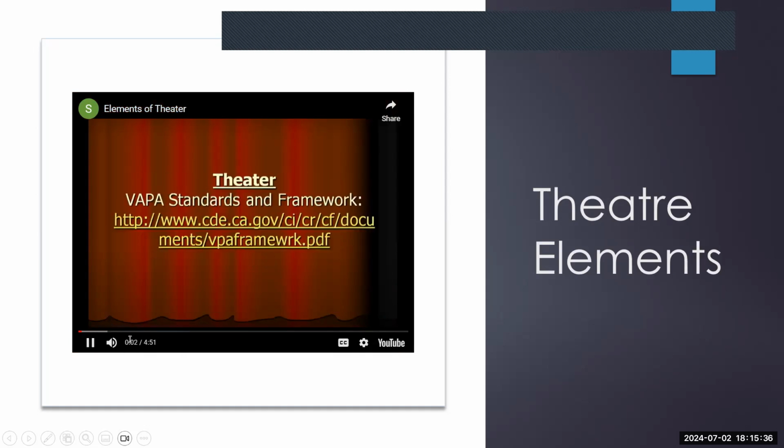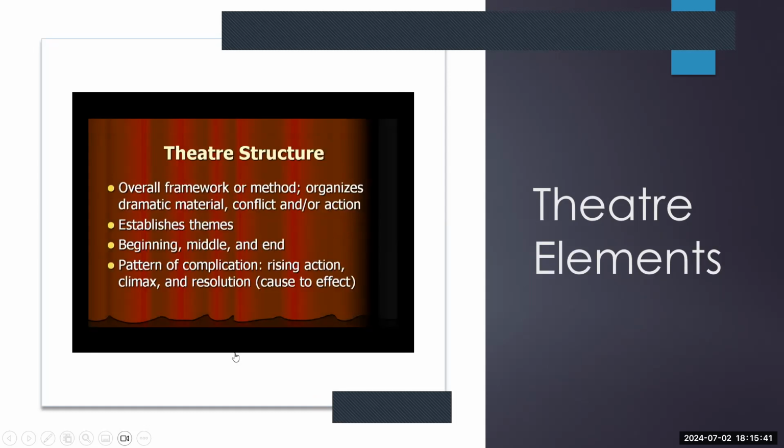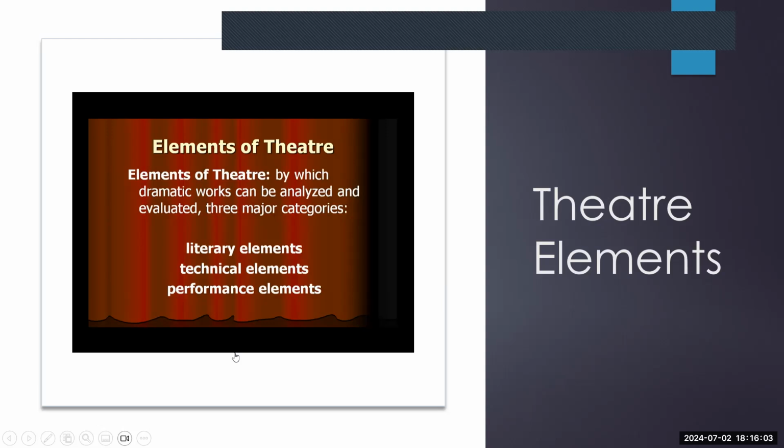Welcome to Theater Elements, taken from the VAPA Standards and Framework. Theater structure. The overall framework or method organizes the dramatic material, the conflict, and/or the action. It establishes themes. There's a clear beginning, middle, and end, and the pattern of complication includes rising action, climax, and resolution, working from cause to effect. The elements of theater include things like literary elements, technical elements, and performance elements. These elements can be analyzed and evaluated.